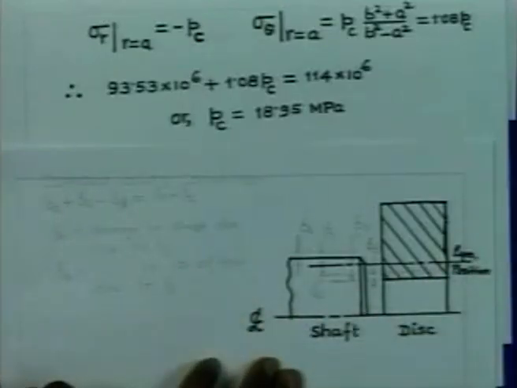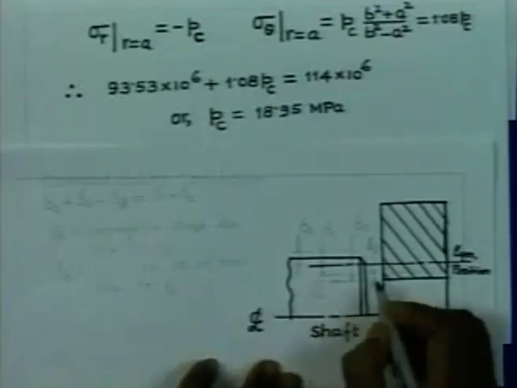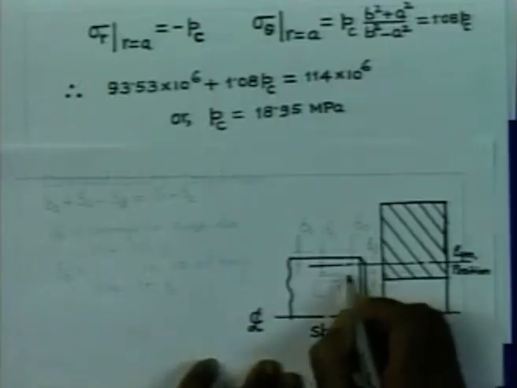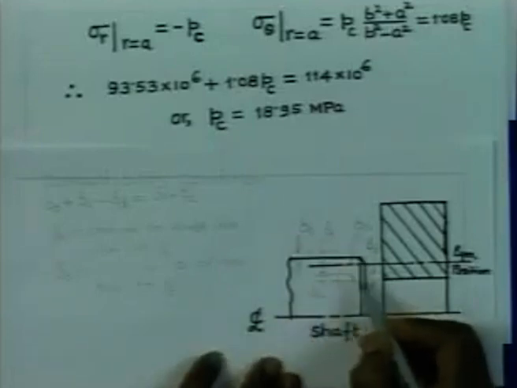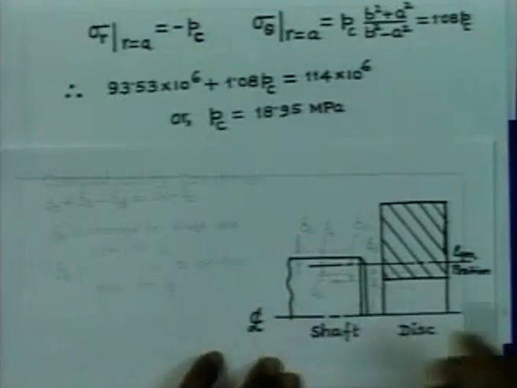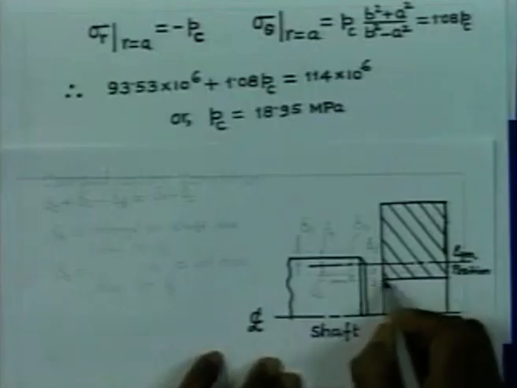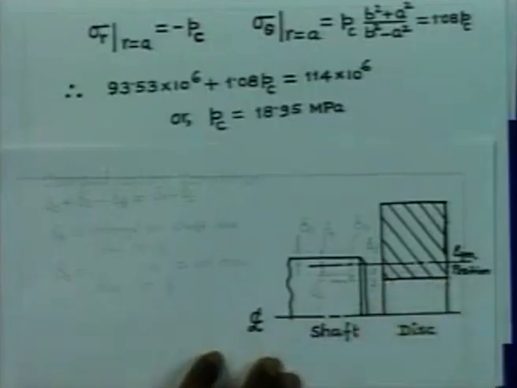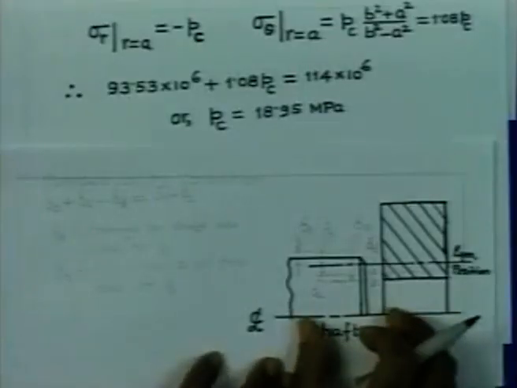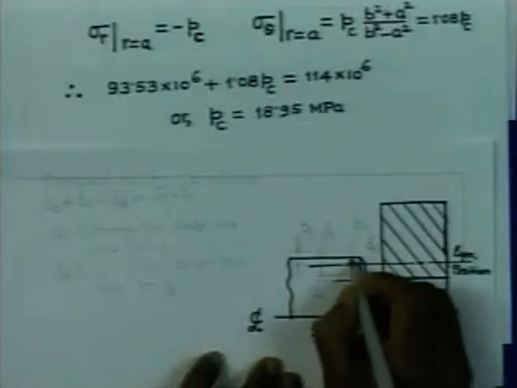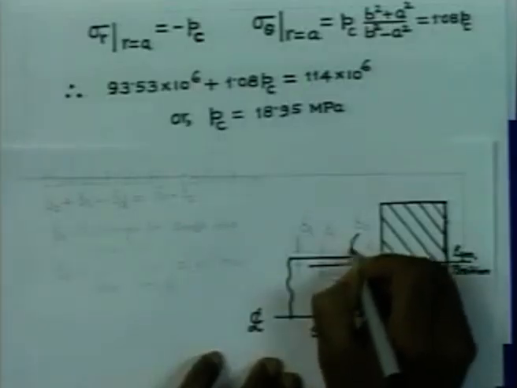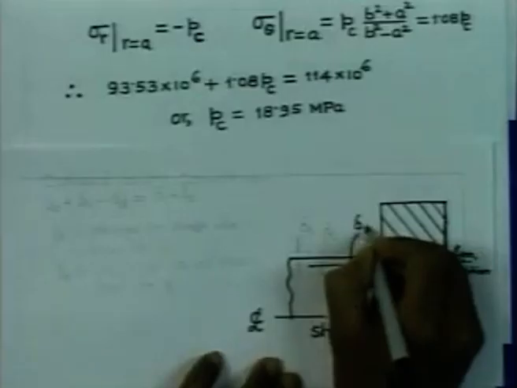I just want you to consider that the initial interference, let us consider that this is the initial interference, this is the outer radius of the shaft at no rotation, when they are free and not assembled together, and this is the inner radius of the hub when the two are not assembled together. So, therefore, we have the initial interference given by this value. Let us represent that by delta 0.